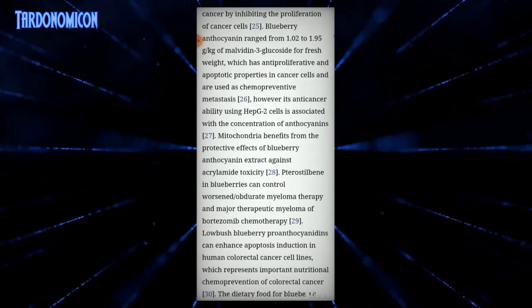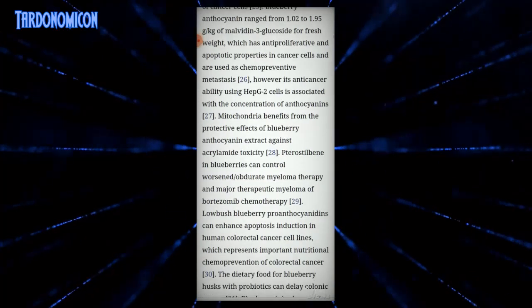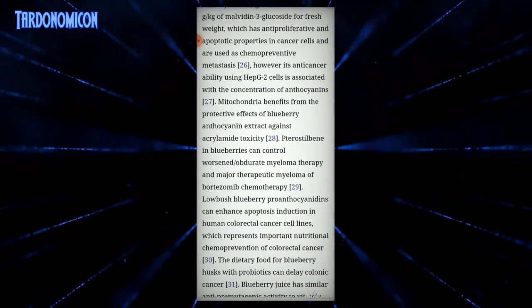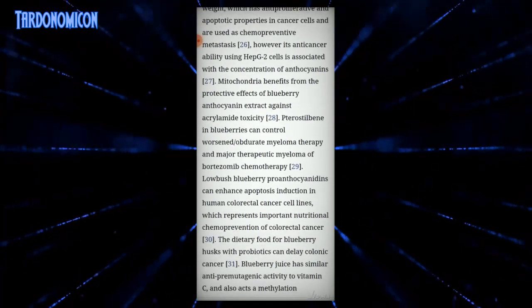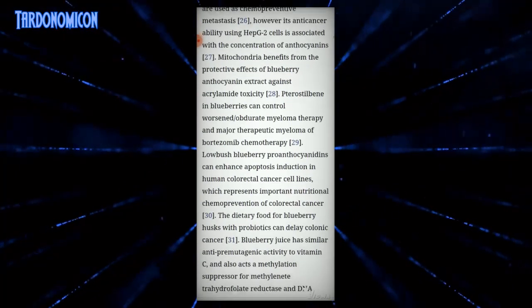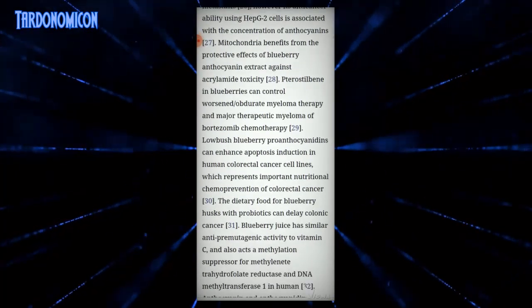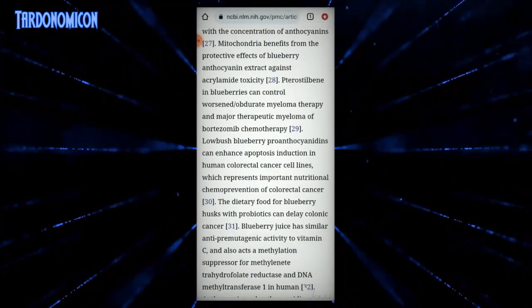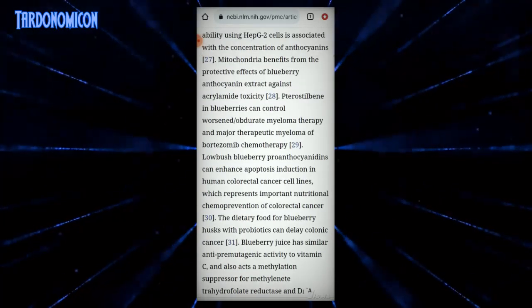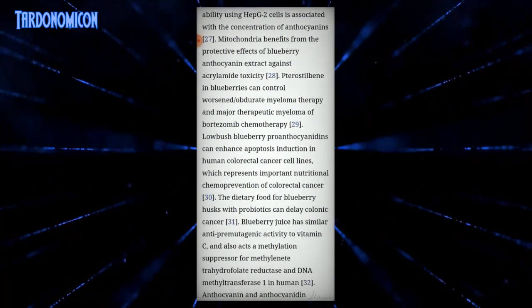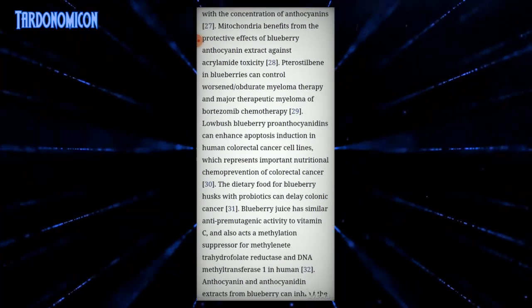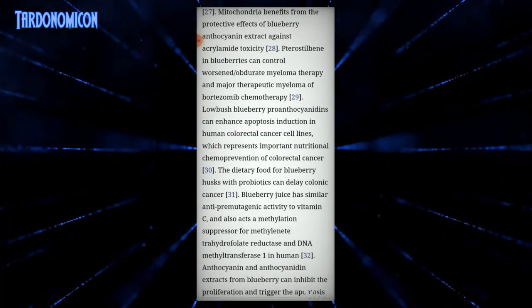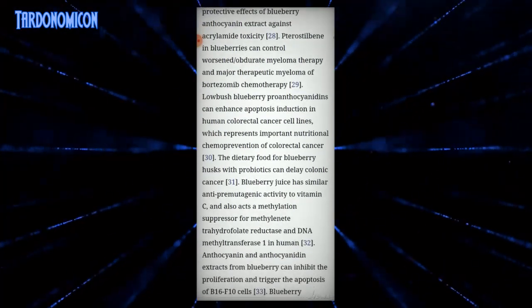However, its anti-cancer ability using HepG2 cells is associated with a concentration of anthocyanins. Mitochondria benefits from the protective effects of blueberry anthocyanin extract against acrylamide toxicity. Pterostilbene, the P would be silent, in blueberries can control worsened multiple myeloma therapy and melanoma therapeutics.